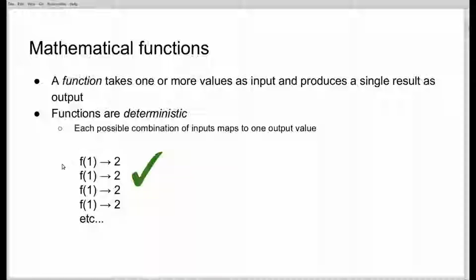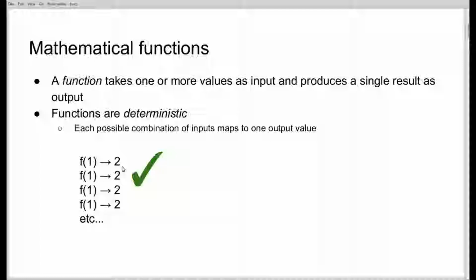combination of inputs. So for example, here we have a mathematical function called f that we're going to apply to a number, and in this case we're applying it to the number 1, and in this particular case, every time we do that, we'll get the output value 2. This is just an example, but every single time we apply the function to 1, we get a 2.